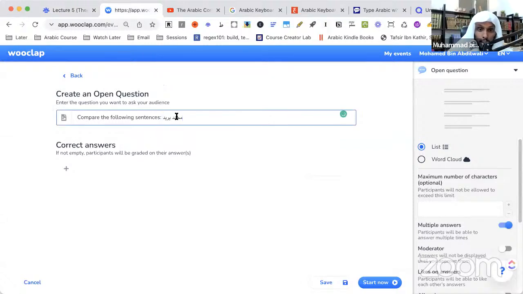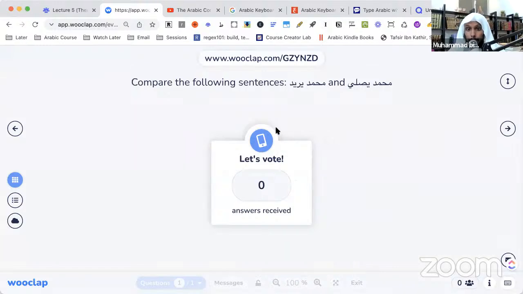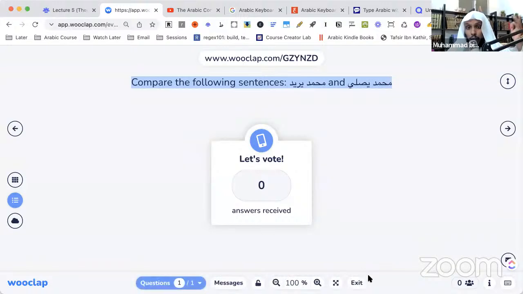So we have compared the 2 sentences. Muhammadun yurid. Okay. And Muhammadun yusalli. What can you say? What have you got to say about these 2 sentences if you were to compare them? So try to translate them and tell me, yani, what are some of the differences here? I mean, they both have a noun and they both have a verb, but there's a fundamental difference between these 2 sentences.